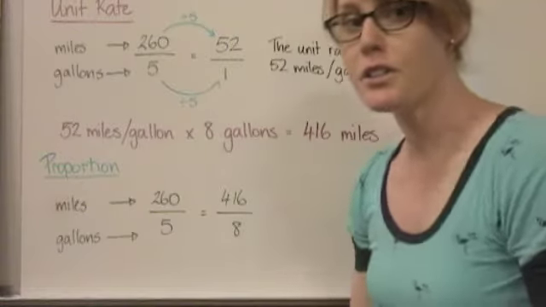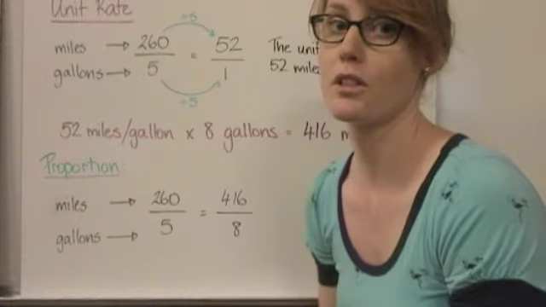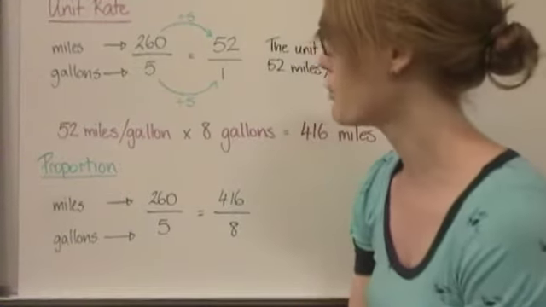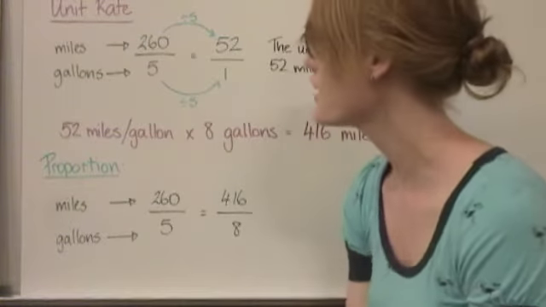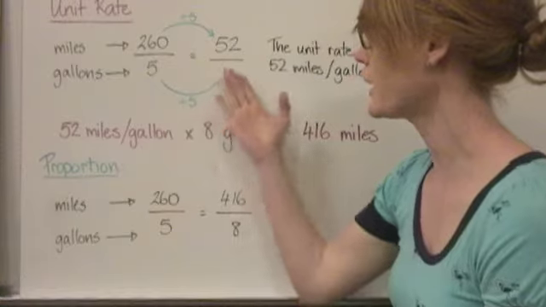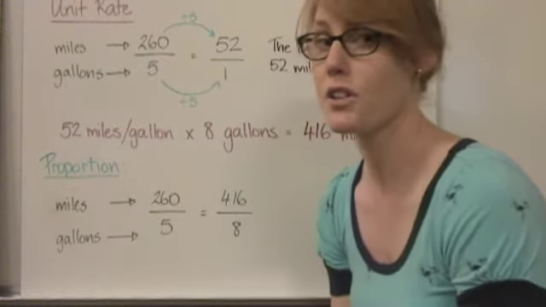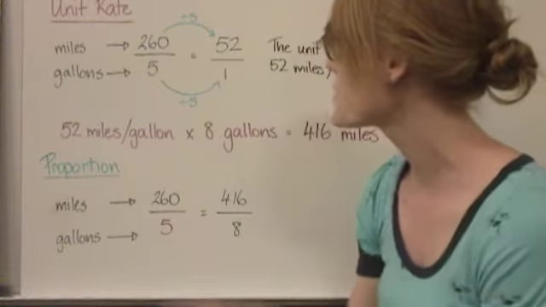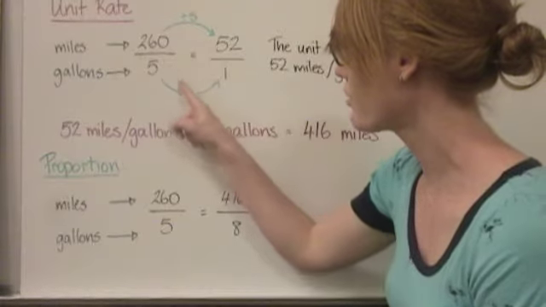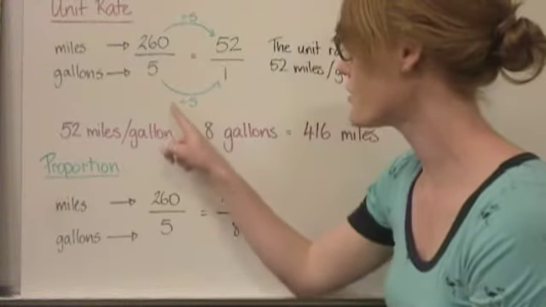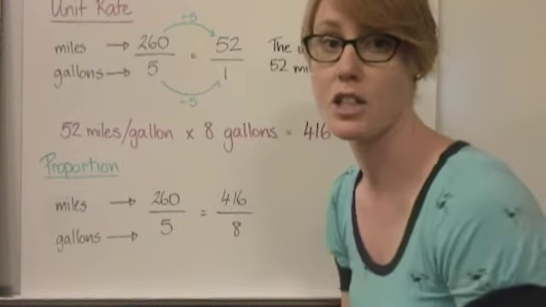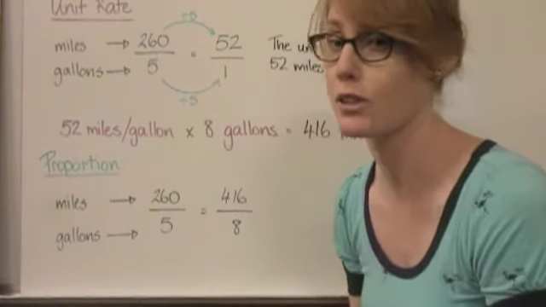So to find the unit rate, we use our initial ratio that we were given in the word problem, 260 miles to 5 gallons of gas. And to find the unit rate, we need to break it down to a ratio that has a denominator of 1. So in order to do that, I can recognize that I need to divide each term by 5. 5 divided by 5 is 1. That gives me the denominator of 1, which helps me find the unit rate.